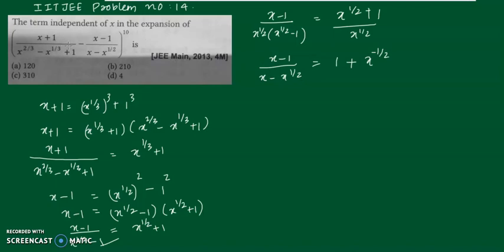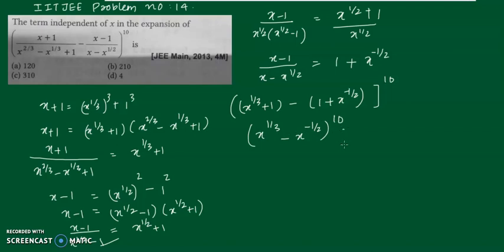Now expanding the two terms, the first term simplifies to x raised to 1 by 3 plus 1, minus 1 plus x raised to minus 1 by 2, the whole raised to 10. So x raised to 1 by 3 plus 1 and minus 1 gets cancelled, and minus x raised to minus 1 by 2, the whole raised to 10. So we need to find the term which is independent in this expansion.